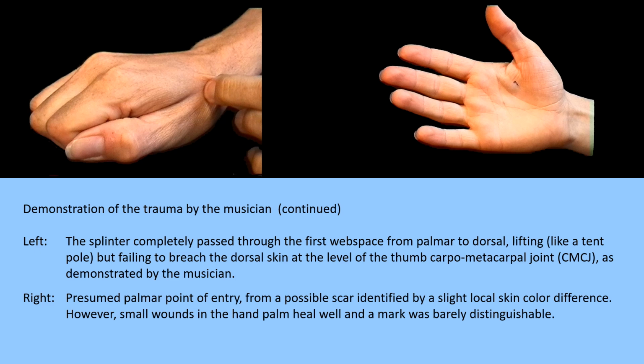Left. The splinter completely perforated the thumb index web space from palmar to dorsal, lifting the dorsal skin at the level of the thumb carpo-metacarpal joint, like a tent pole, without breaching the skin, as demonstrated by the musician. Right. The presumed palmar point of entry, from a possible scar identified by a slight local skin color difference. However, small wounds in the hand palm heal well and the mark was barely distinguishable.